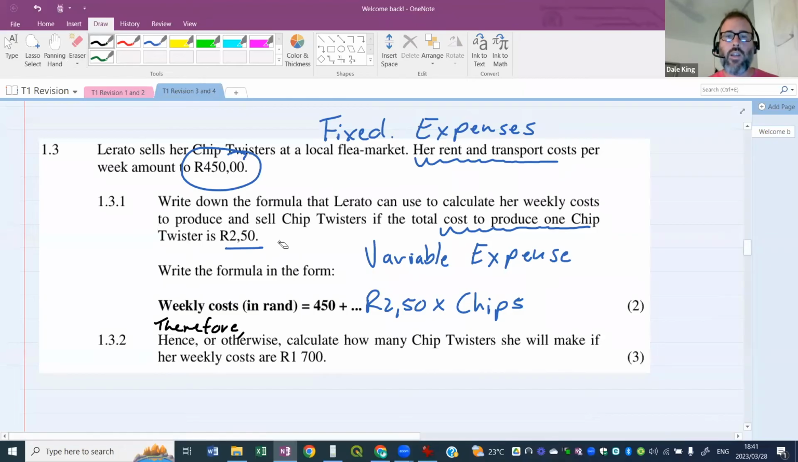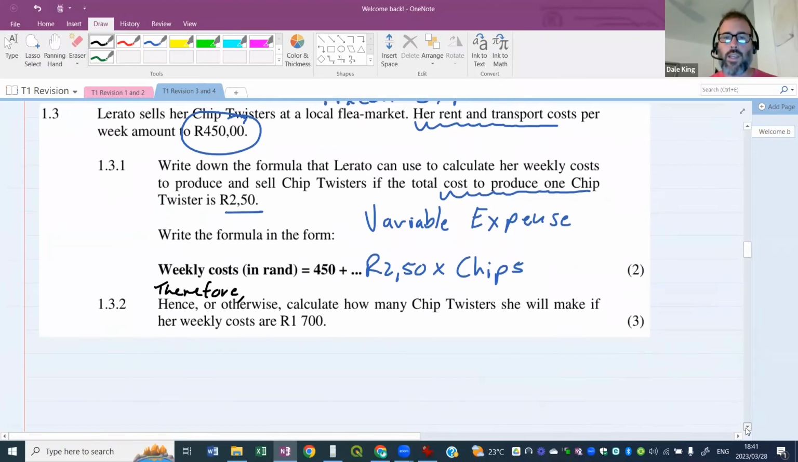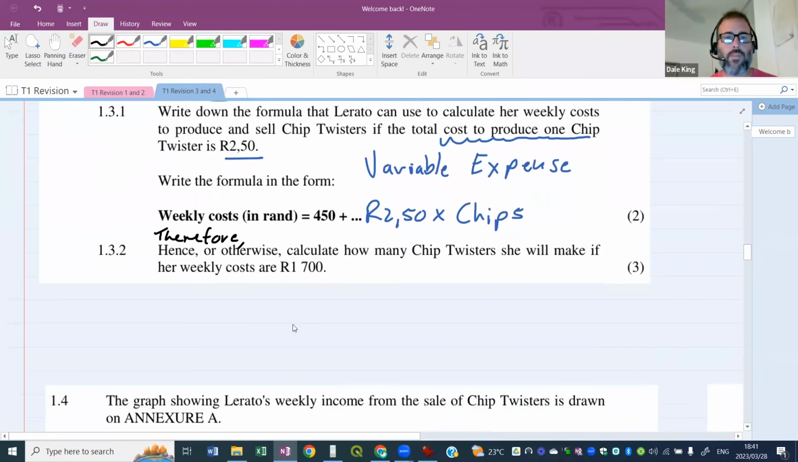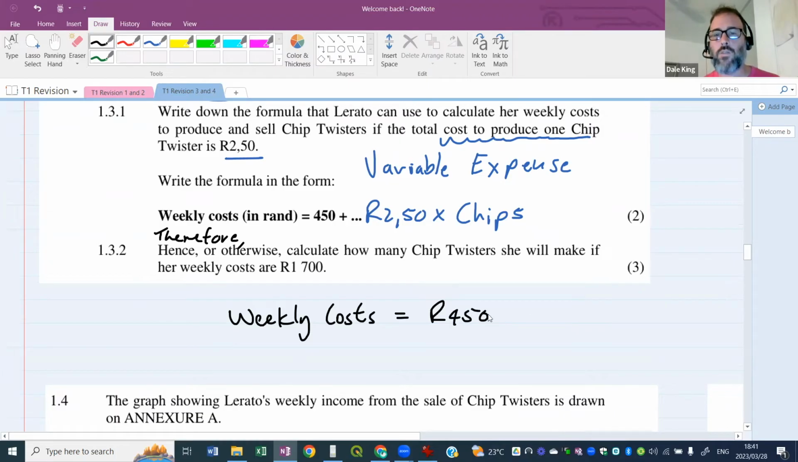All right, now let's write the formula again. I'll write weekly costs. To get weekly costs, you need 450 Rand. That's her fixed expense. And you also got to do 2.50 Rand times the number of chips she sells. All right, so there's the formula. Let's look at the question.